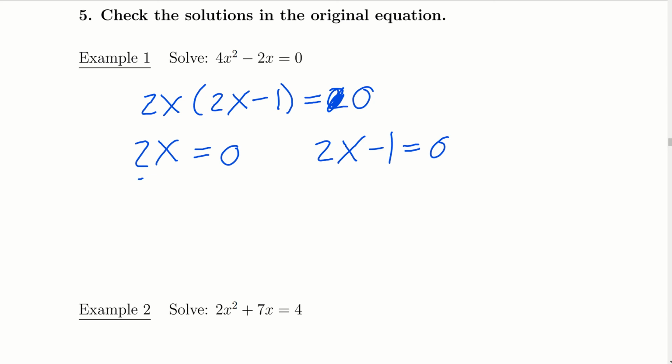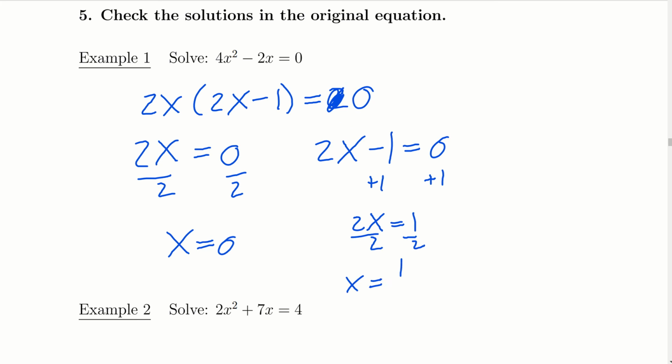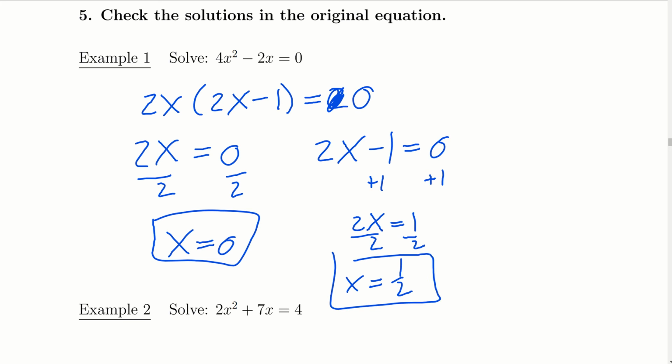For the first one, we can divide everything by 2. We get x equals 0. Over here, we would first add 1 to both sides. We get 2x equals 1. And then divide both sides by 2. We get x equals a half. So we get two solutions. One is x equals 0, and the other is x equals a half.